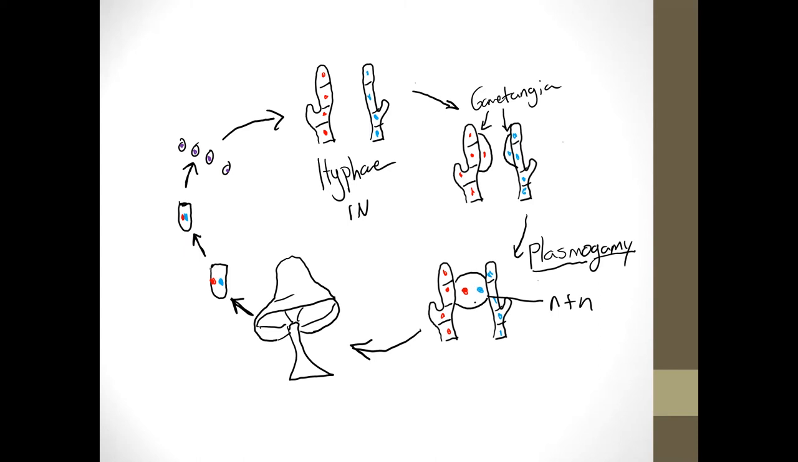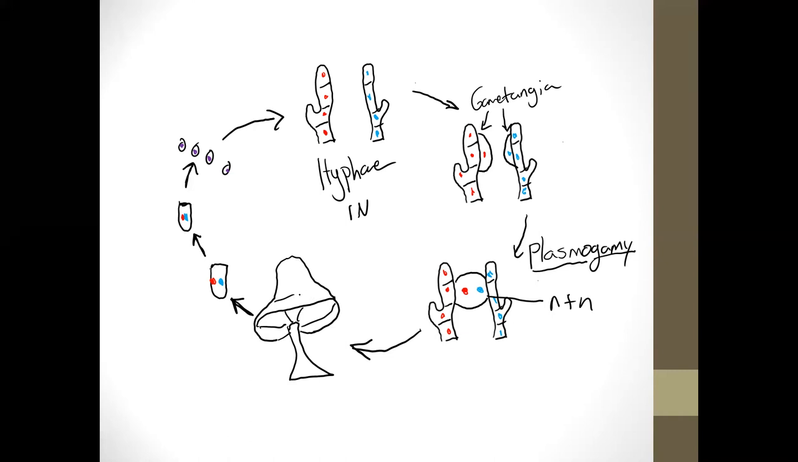So this cell is going to divide through mitosis and grow, and what it grows into is the fruiting body. So everything that's been happening so far usually happens underground with most of these different fungi that we're going to talk about. And this N plus N, or dikaryotic, cell is going to divide through mitosis to create a fruiting body. So here I drew a mushroom, which is a specific type of fruiting body for one of the phyla that we're going to talk about. And the mushrooms that grow out of the ground are actually all dikaryotic.